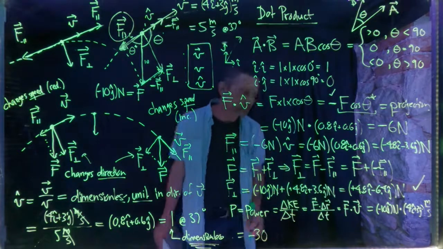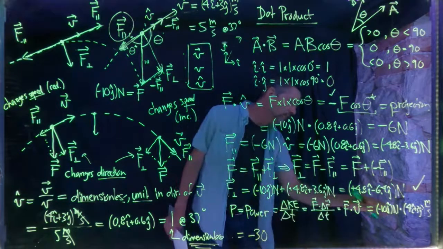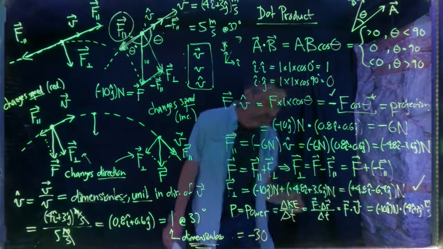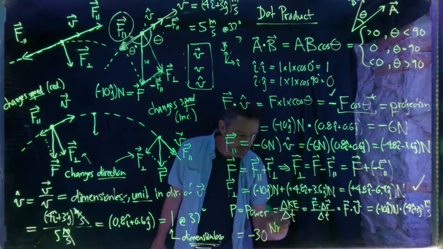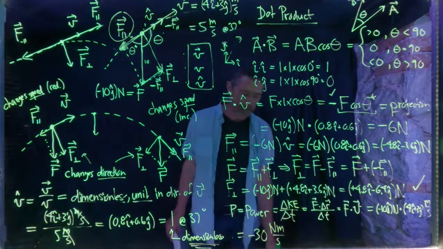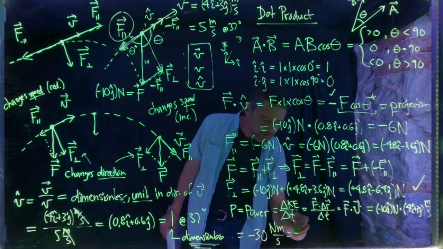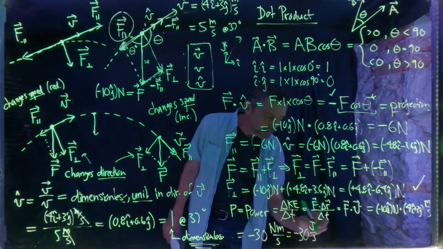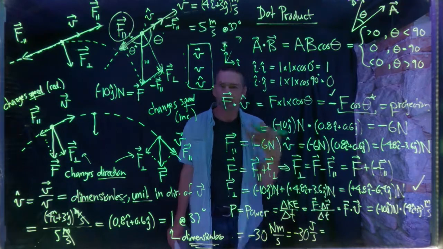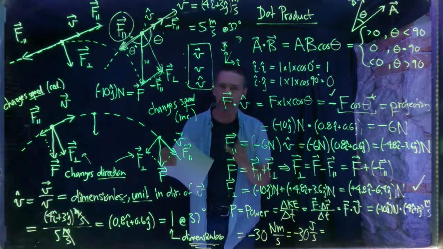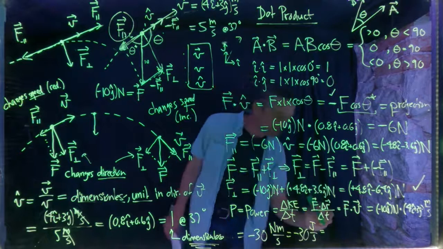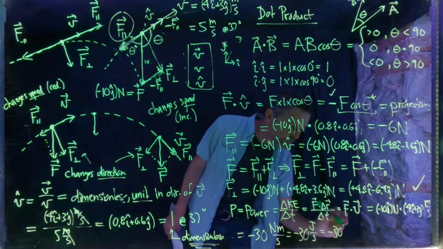You get a scalar out of a dot product. The units are newtons times meters per second, so newton meters per second. And remember, newton meters, force times distance, is energy, which is joules. So this is negative 30 joules per second. Joules per second is a rate at which energy is being transferred. Well, that's watts. So this is negative 30 watts.